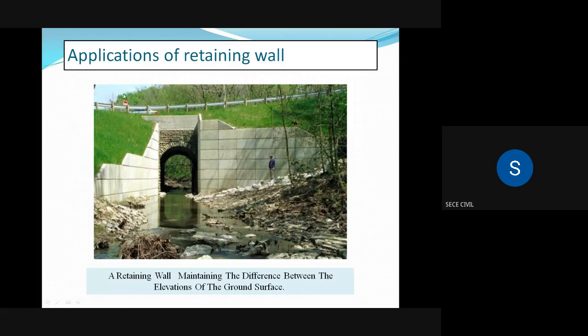Next are the applications of the retaining wall. A retaining wall maintains the difference between the elevations of the ground surface. Suppose we want to maintain different elevations of the ground surface, then we can use a retaining wall. This is one application.